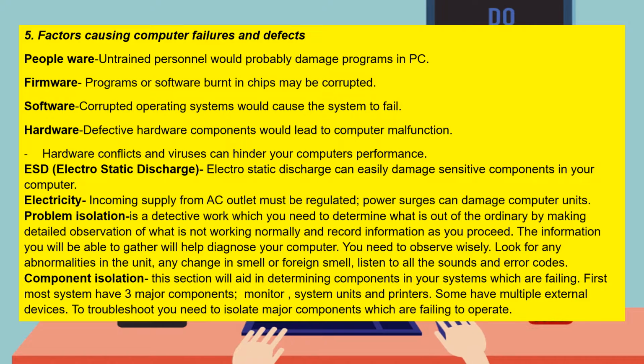Component isolation. This section will aid in determining components in your system which are failing. First, most systems have 3 major components: the monitor, system unit, and printer. Some have multiple external devices. To troubleshoot, you need to isolate the major components which are failing to operate.